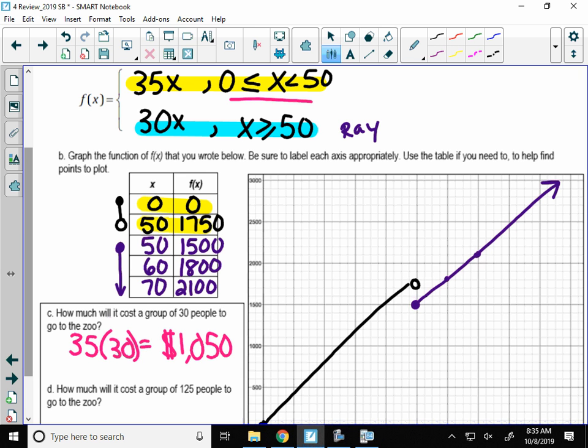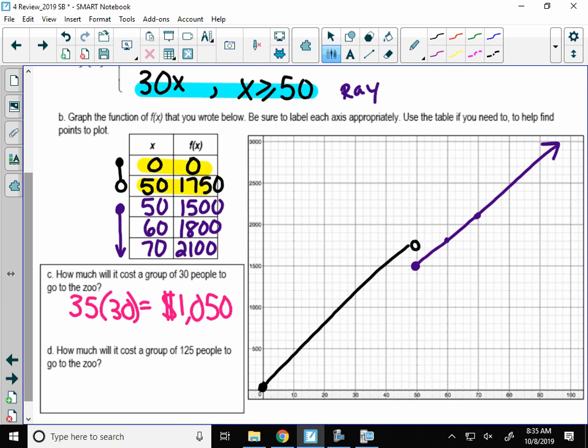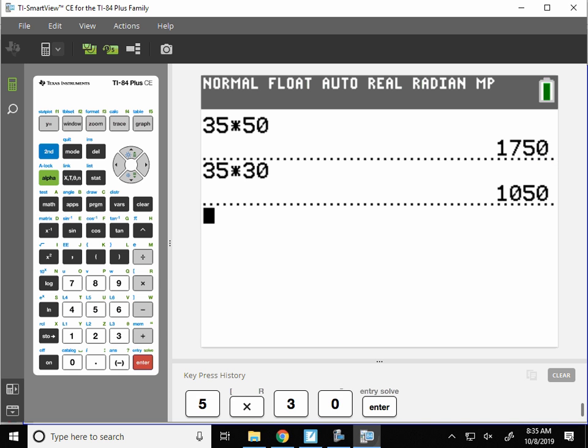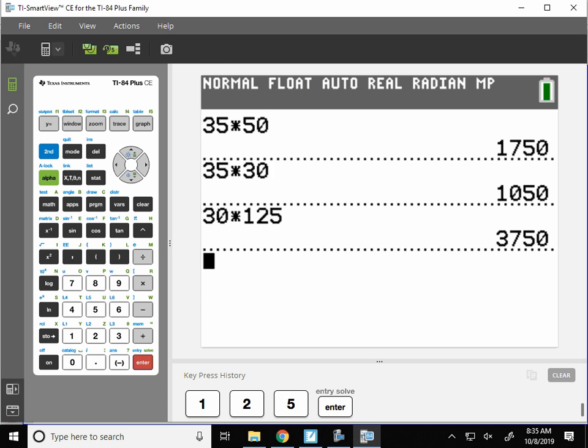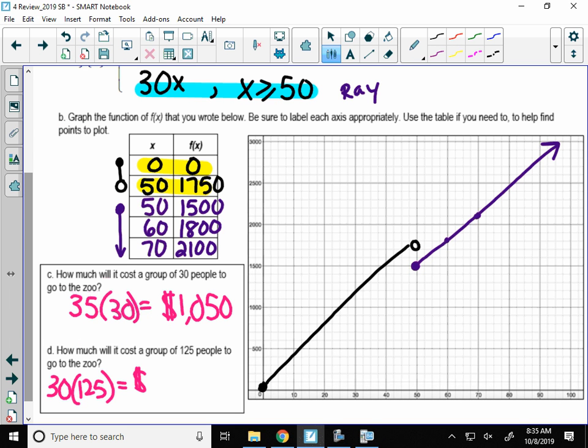The next one says, how much will it cost to take a group of 125 people to the zoo, like you have a wedding or something. It's $30 per person for that, because 125 is bigger than 50. So I'll have 30 times 125, which is $3,750. And there you go.